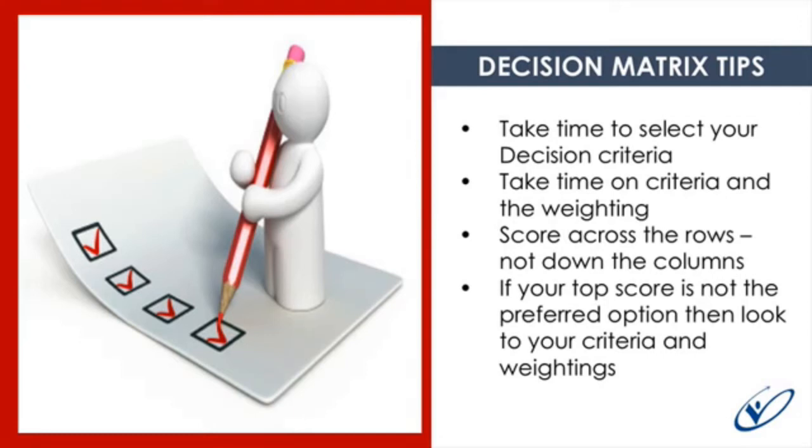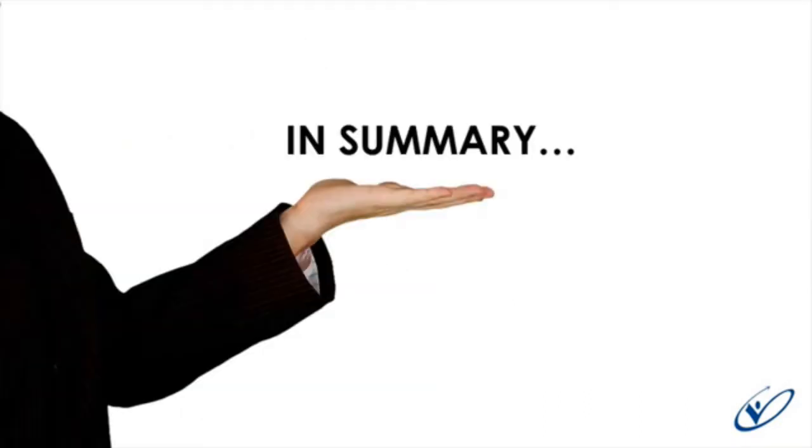Now, if your top score is not the preferred option, then look at your criteria and your weightings. What do we have wrong here? Okay, so your gut feel is telling you it's the wrong option. Change it. Okay, so they're some really quick, powerful tools to help you with decision making.